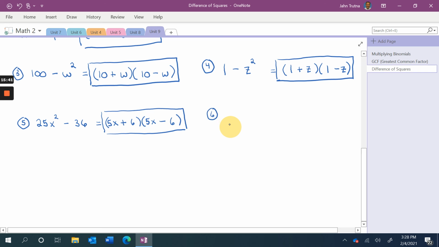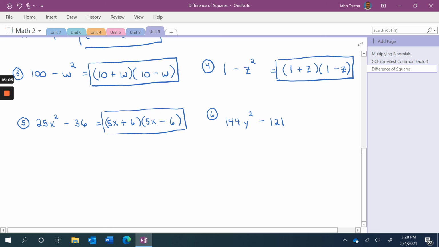Number 6. Last one. 144 y to the second power minus 121. Does that fall under the rule of a difference of two squares? Okay, well, let's see. We have our subtraction sign. We have to have that to have a difference of two squares.